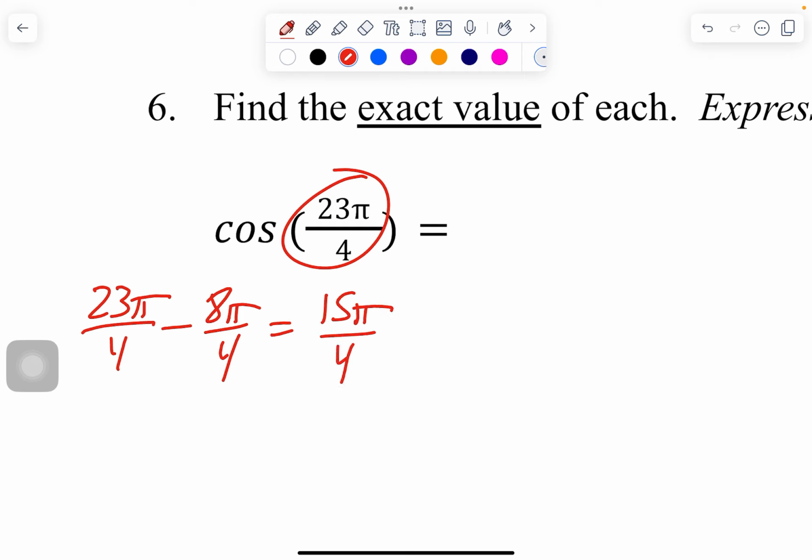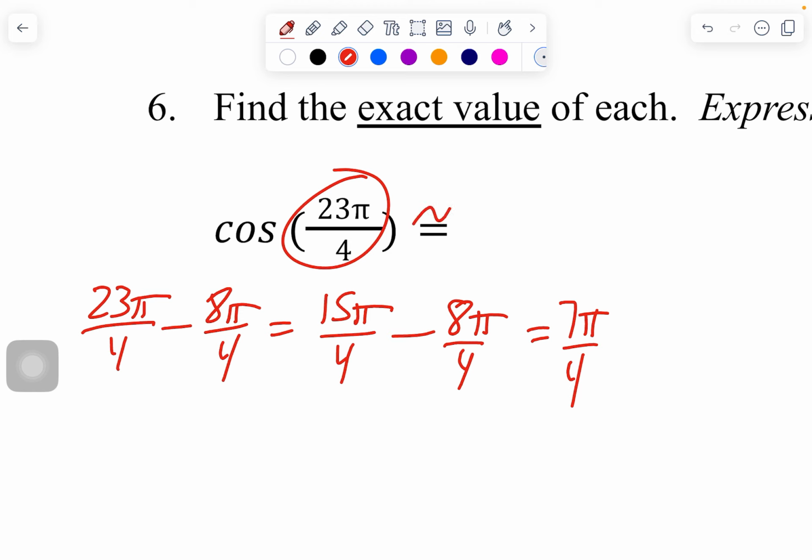Not enough, though, because that's more than 3 trips around. So I'm going to subtract 8 pi over 4 again. And when I do that, I get 7 pi over 4. This is on the unit circle. So the cosine of 23 pi over 4 is equivalent to the cosine of 7 pi over 4.